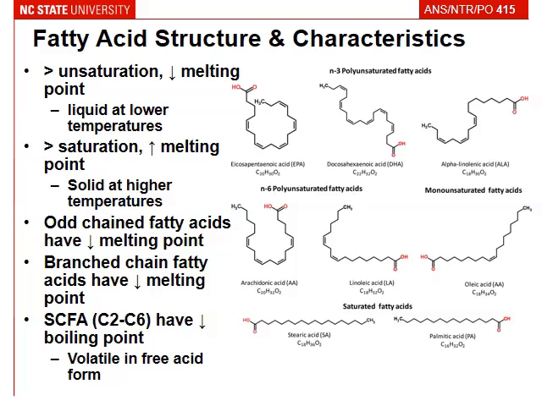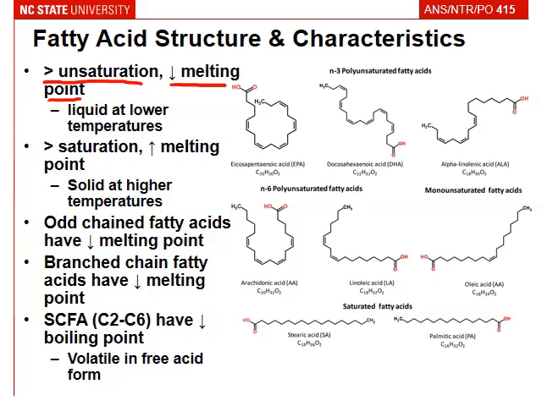So the greater the unsaturation, the lower the melting point. This means that they're going to be liquid at low temperatures. This is why if you put vegetable oil in your refrigerator, it's not going to get solid. If you put it in your freezer, it'll get solid, but it'll stay as a liquid at refrigerated temperatures. And the opposite is true. The greater the saturation, the higher the melting point.